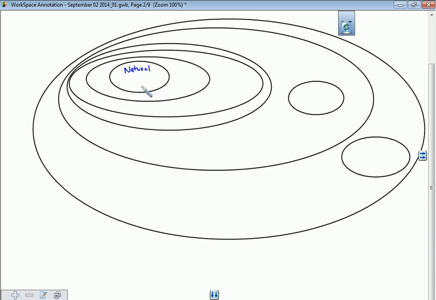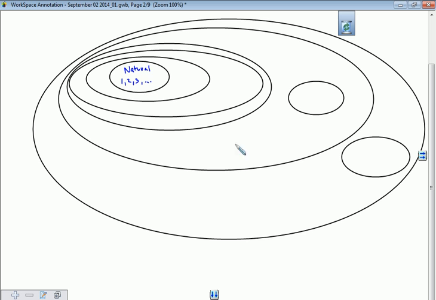So our first set of numbers are natural numbers. Let me give an example. It would be like 1, 2, 3, and keep counting forever.